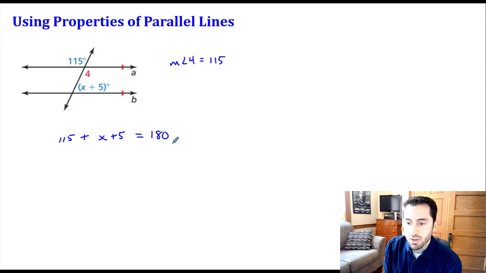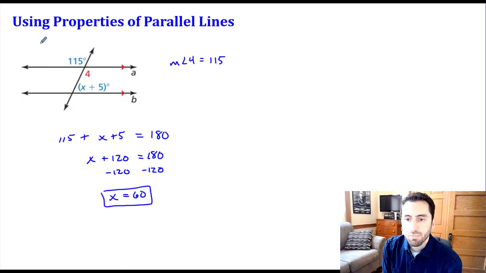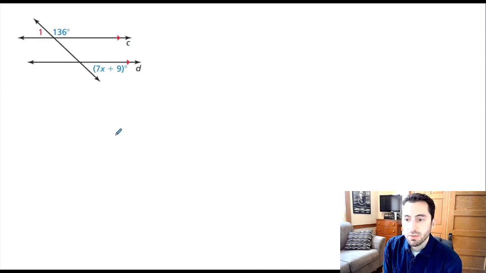So let's just go through and solve this quick. 115 and 5, adding like terms, we get 120. And then to finish up, we'll subtract 120 from both sides. So we get a value of x is equal to 60. Now let's do one more example where we talk through that same process.